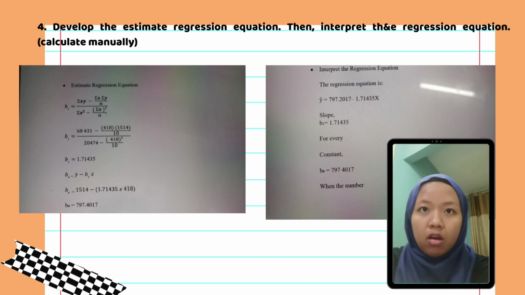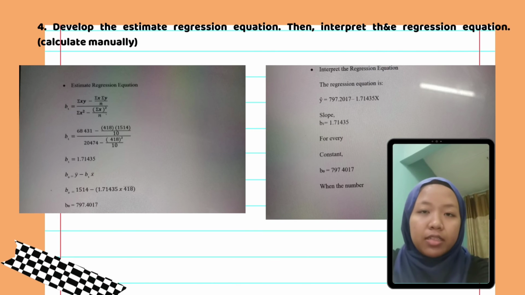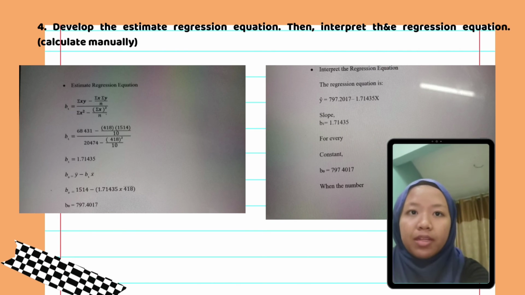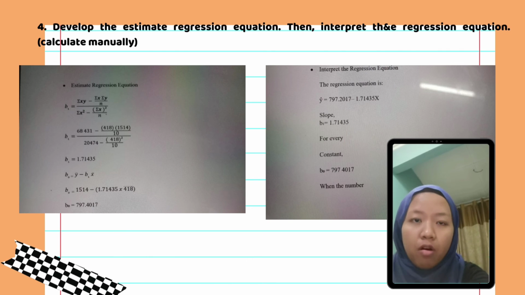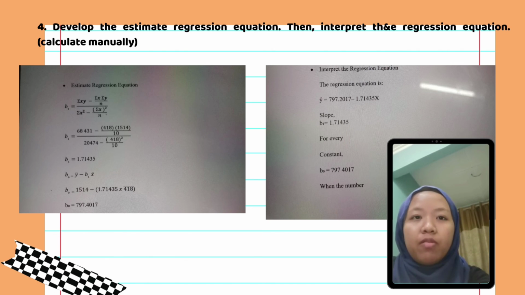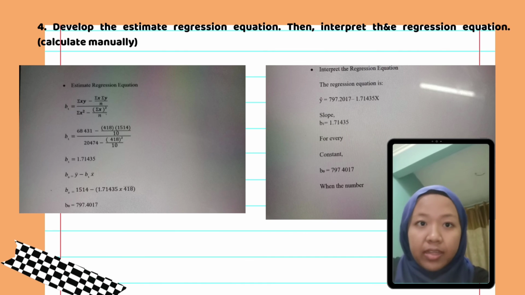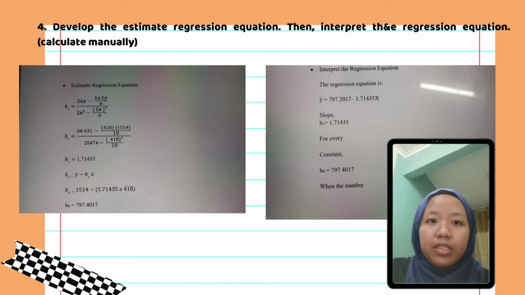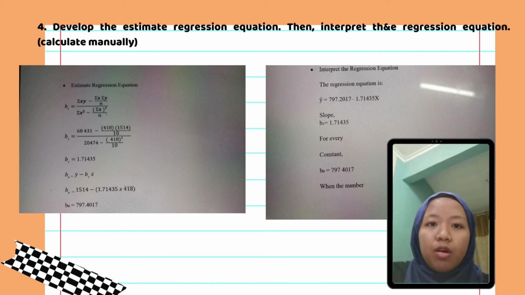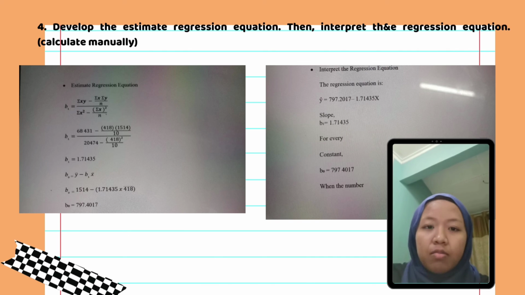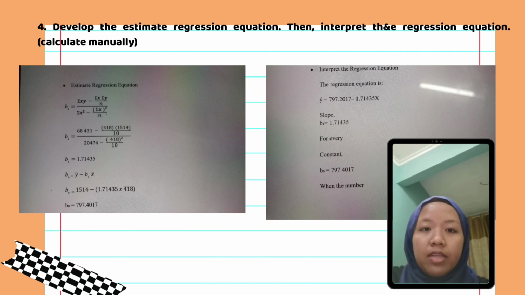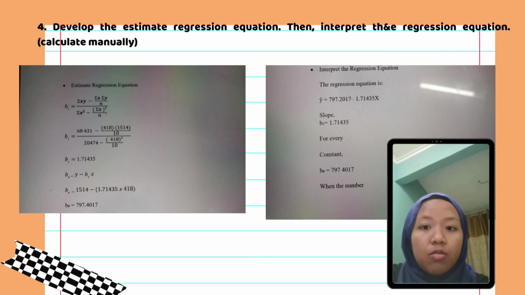Right, for question 4, estimate the regression equation. We got B1 equals 1.71435, and after substituting B1 for B0 we got 797.4017. Next, interpret the regression equation. We got the slope of 1.71435. For the constant B0 we got 797.4017.